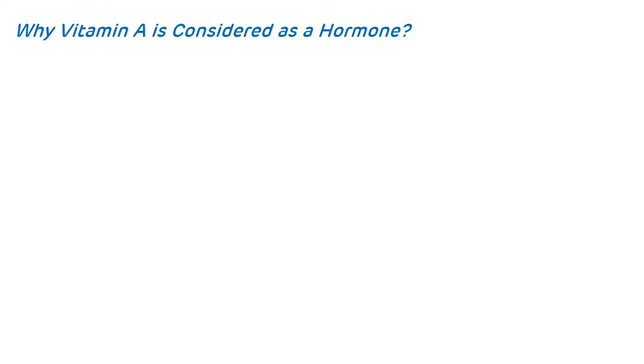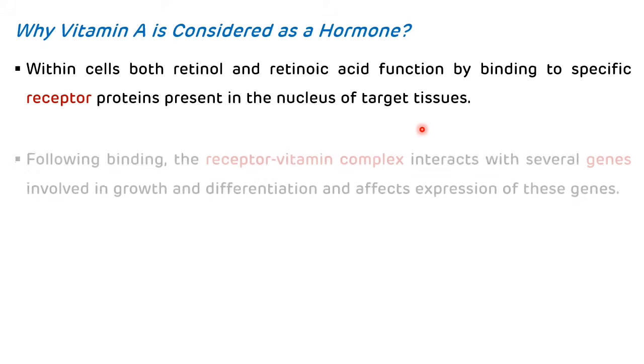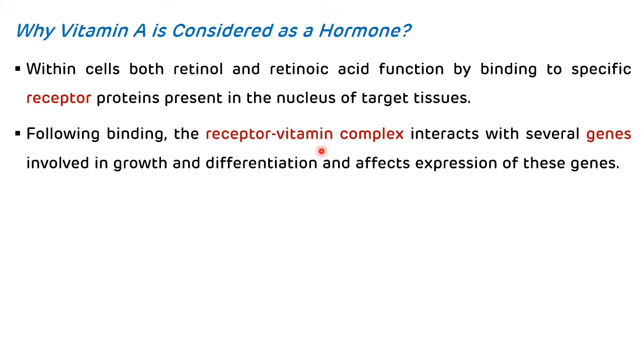Now last, why is vitamin A considered a hormone? Within cells, both retinol and retinoic acid function by binding to specific receptor proteins which are present in the nucleus of target tissue. And following binding, the receptor-vitamin complex interacts with the several genes involved in growth and differentiation and affects the expression of these genes. That's why vitamin A is considered a hormone.